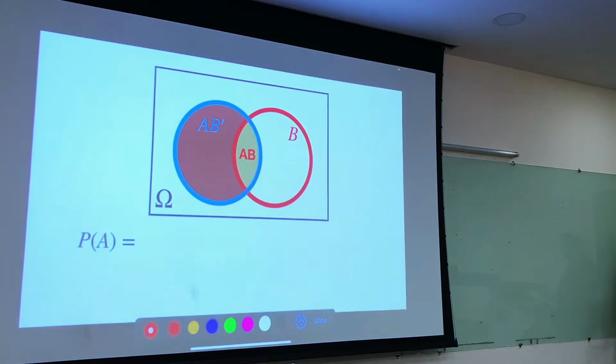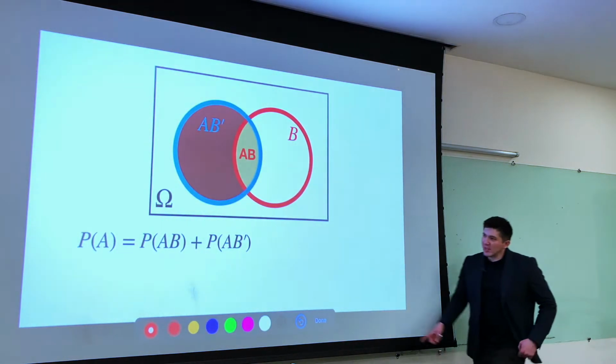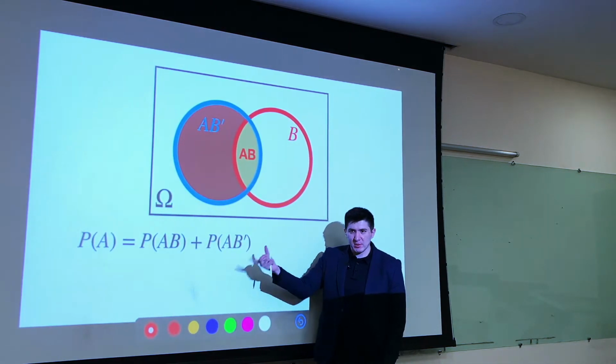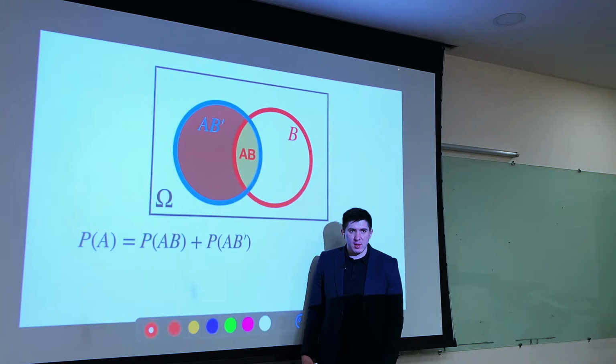You will understand in a moment why we need this, but now you just need to understand where it is coming from. So the probability of A, or simply A, is going to be the union of AB and AB prime. That is why the probability of A is going to be the probability of AB plus the probability of AB prime. If you remember previously, AB means A and B, and AB prime means A and B prime. So I'm just writing this without the word and.